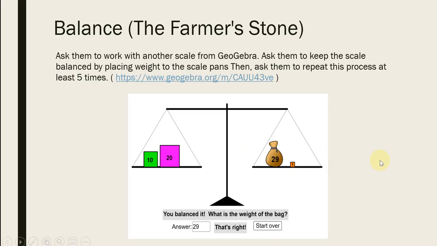And as a last activity, I will ask them to work with another scale from GeoGebra, and I will ask them to keep the scale balanced by placing weights on the scale pans. Then I ask them to repeat this process at least 5 times.